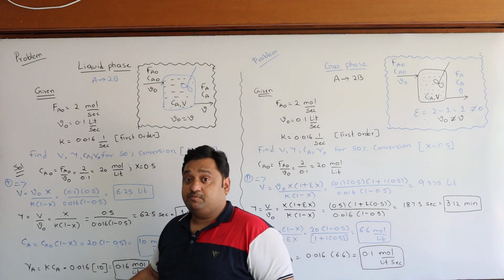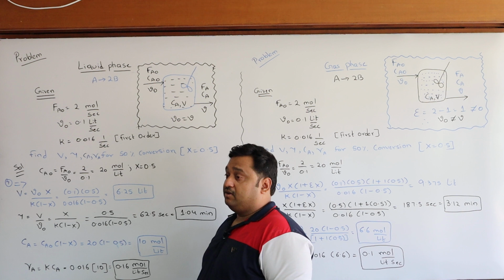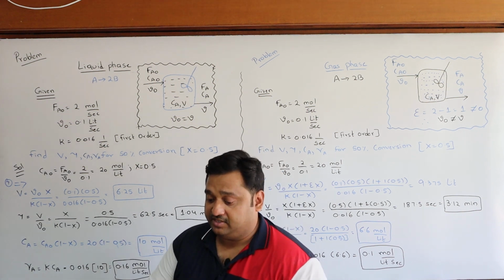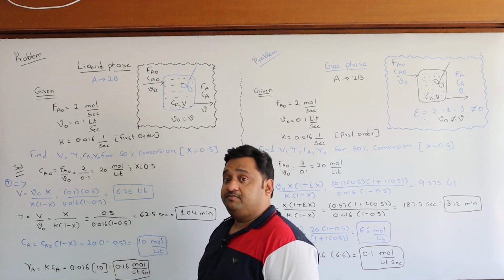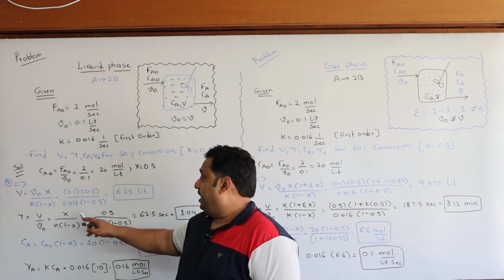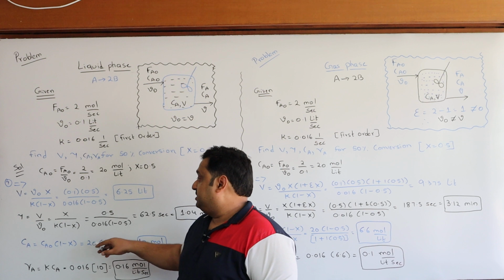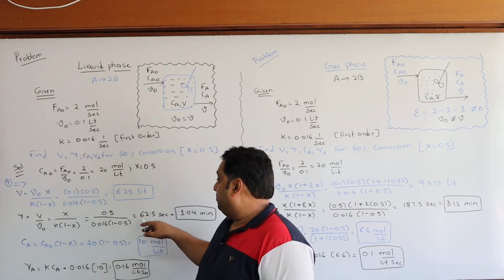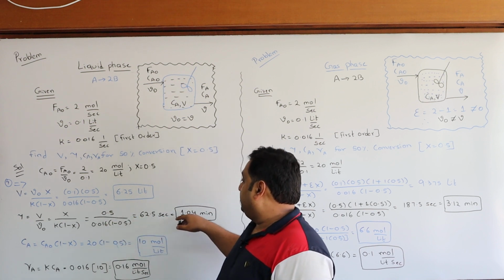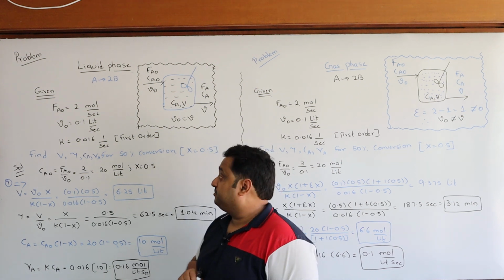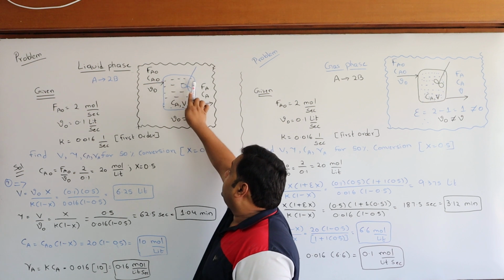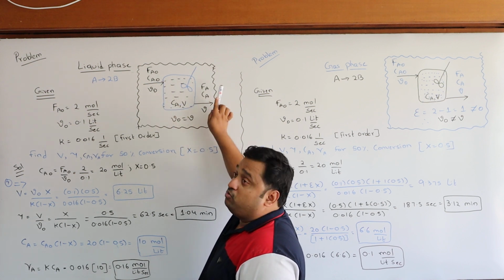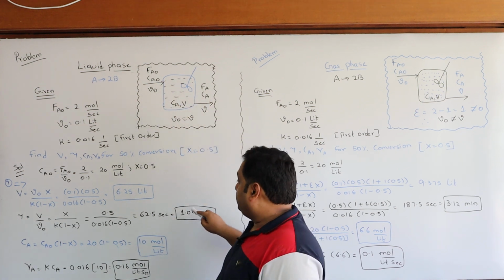Let us find the space time, which is volume divided by volumetric flow rate, that is X divided by K times (1 minus X). With X equal to 0.5, if you substitute the values, that is 62.5 seconds, about 1 minute. That means it takes 1 minute for this entire volume to come out of the reactor. The space time is this much.